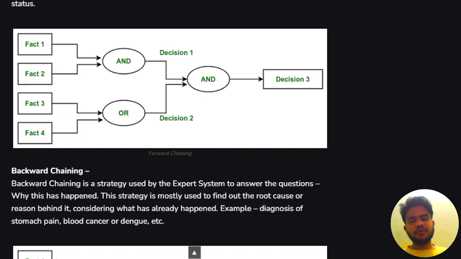Now let us understand about backward chaining. Backward chaining is a strategy used by the expert system to answer the question, why has this happened? This strategy is mostly used to find out the root cause or the reason behind it, considering what has already happened. Example, diagnosis of stomach pain, blood cancer, or dengue, etc.